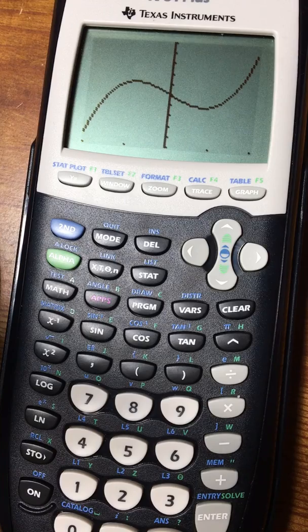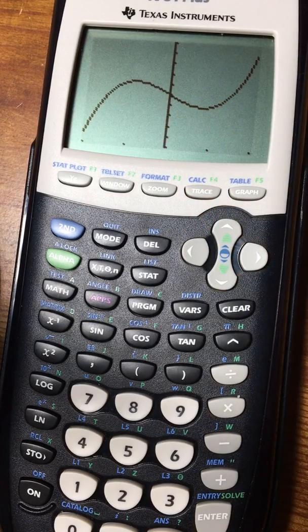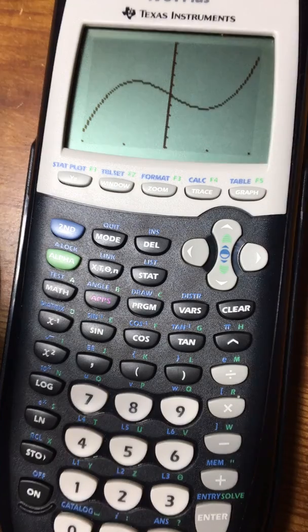So there you have it. We've gotten an even more accurate depiction of the more important part of the graph of y equals x cubed minus 2x plus 400. And I mean, you already know that it's more important here because of the change in concavity and the relative maxes and mins, my bad.